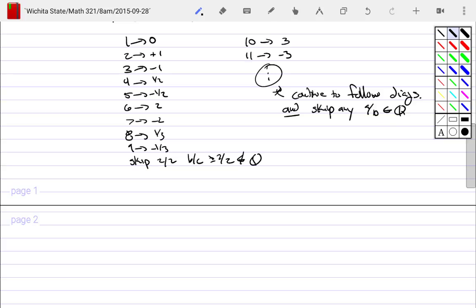Will this function, if I follow the diagonals like I'm showing, does this ellipsis cover all of the rationals? Are all the rationals in this table? Yes. Will all the rationals get a room? Yes.